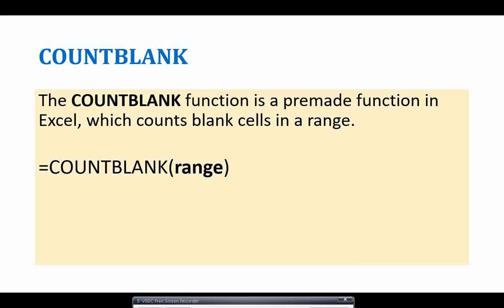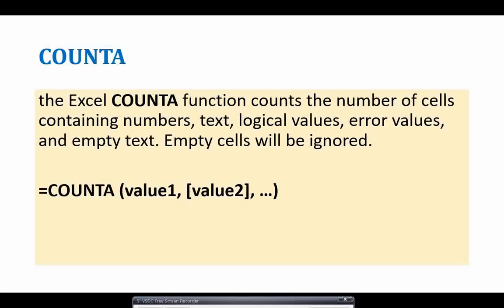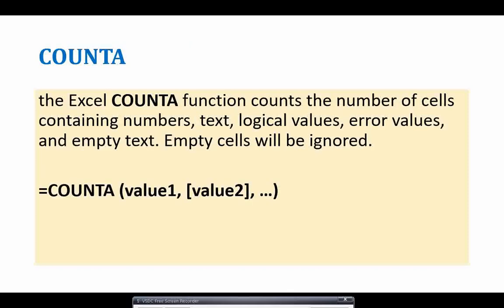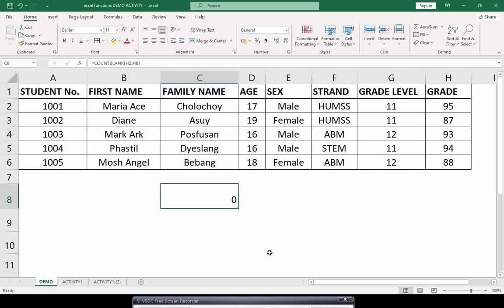Next we have COUNTA. What is COUNTA? COUNTA is an Excel formula that counts the number of cells containing numbers, text, logical values, error values, and empty text. So empty cells will be ignored. This is the opposite of COUNTBLANK. If COUNTBLANK counts all the cells that are blank, then COUNTA will count all the cells that have a value. It doesn't matter if it is a number or text or logical values. As long as it has a value, it will count the cell. So it is very much the opposite.